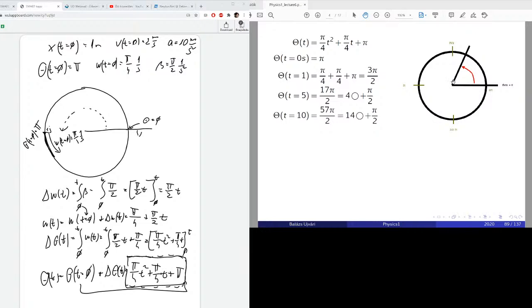If I want to ask where is the body at t equals 0, 1, 5, 10, you can calculate just writing 0, 1, 5, and 10 instead of t. And let's calculate. So at t equals 0, this is pi, since the t squared and also the t term are 0. At t equals 1, this is pi over 4 times 1 squared, which is 1, plus pi over 4 times 1 plus pi. This is 3 times pi over 2, which is here. What if I'm at t equals 5 seconds? This is 17 pi over 2. So we know 2 pi, let's calculate it for the full circle.